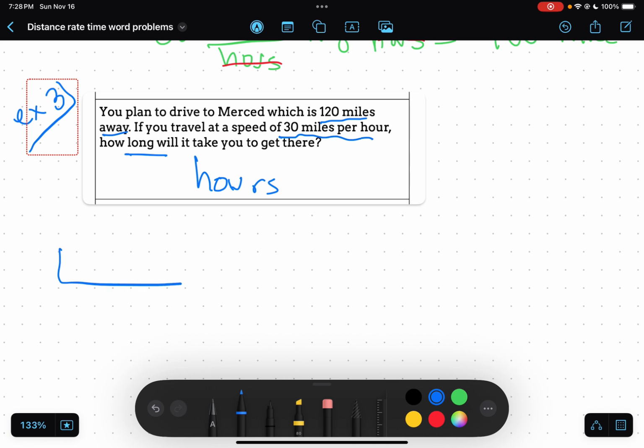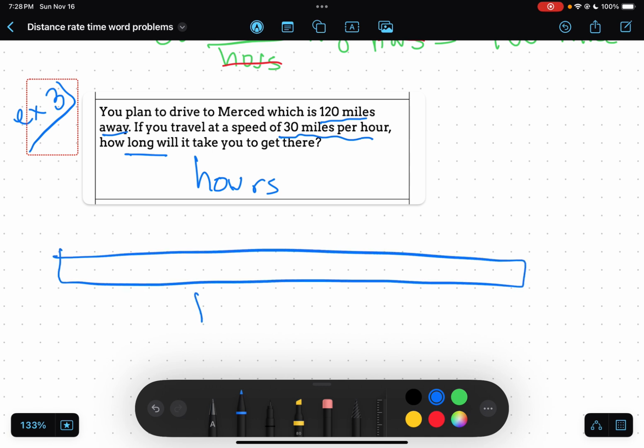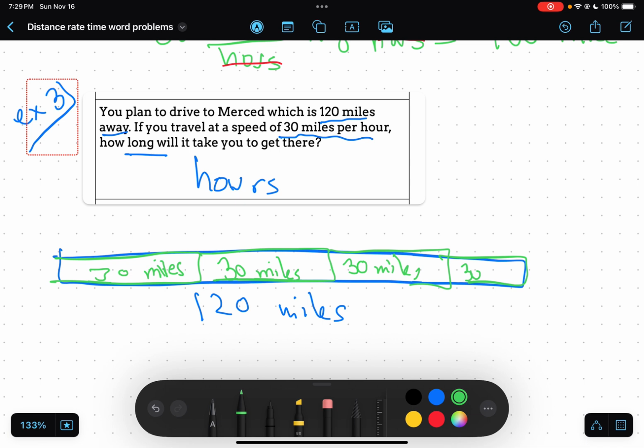Okay, so it's 120 miles away. That's my total distance. And I'm going in chunks of 30. So basically it's like I want to know how many chunks of 30 it will take me to get to 120. And I can see that if I go 30 miles 4 times, that gets me 120 miles. So it will take me 4 hours.